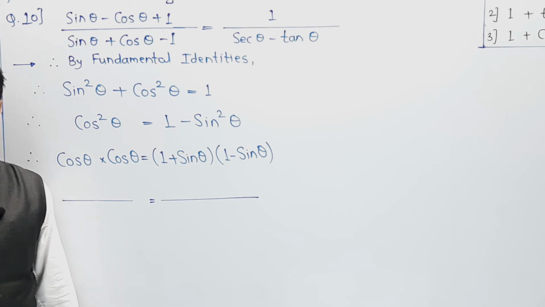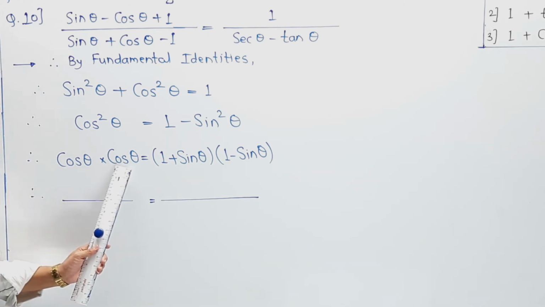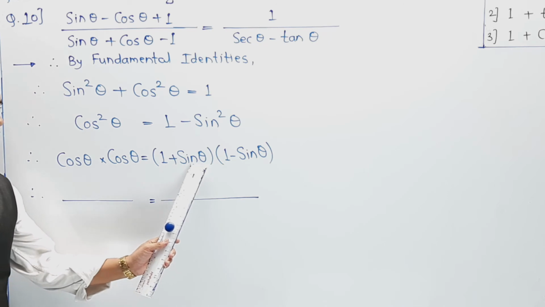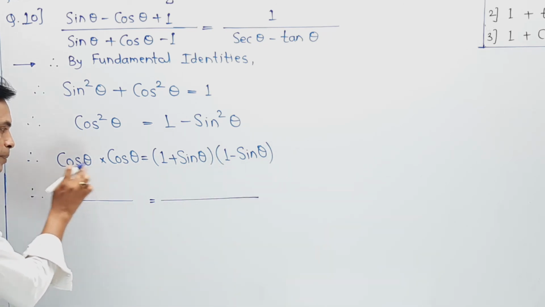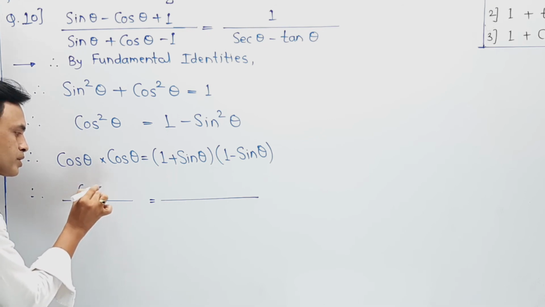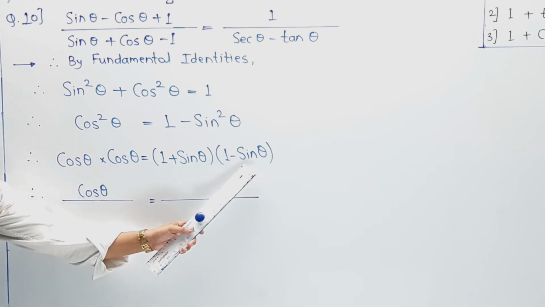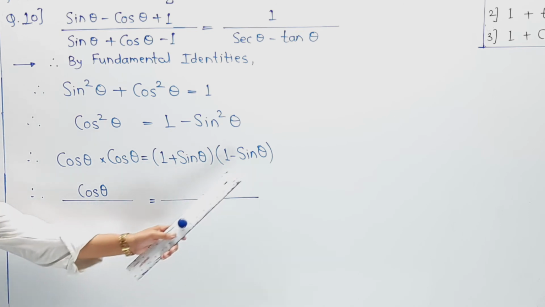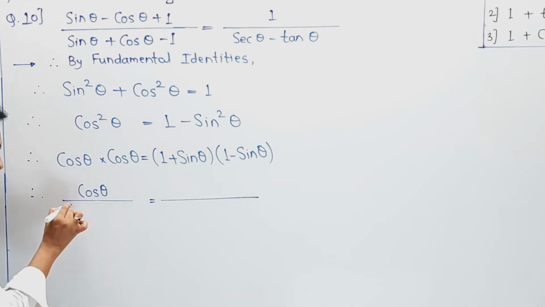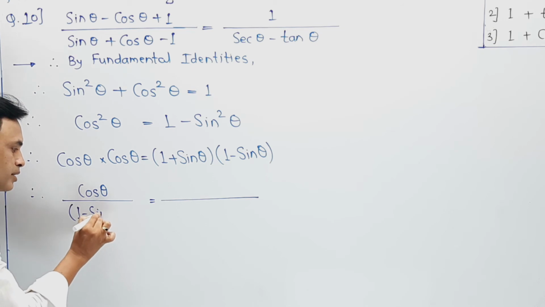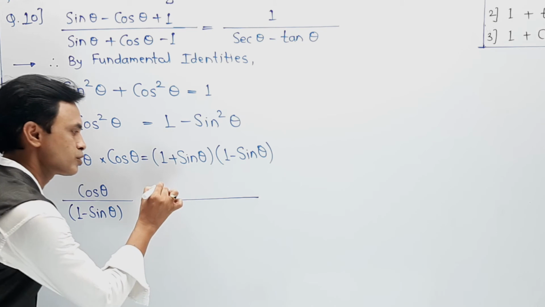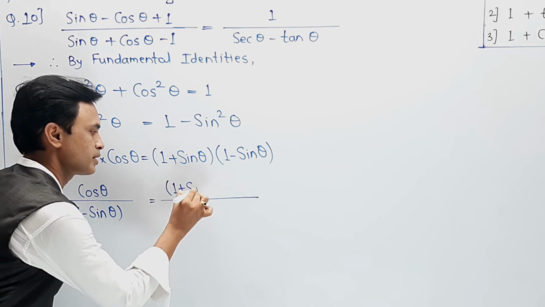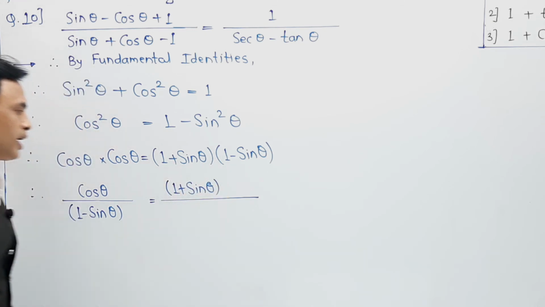Moving to the next step, cos theta into cos theta is equal to 1 plus sin theta into 1 minus sin theta. Now remember, I am keeping one cos theta as usual, and shifting 1 minus sin theta over here, so it becomes 1 minus sin theta. And keeping 1 plus sin theta as usual, and shifting one cos theta over here.